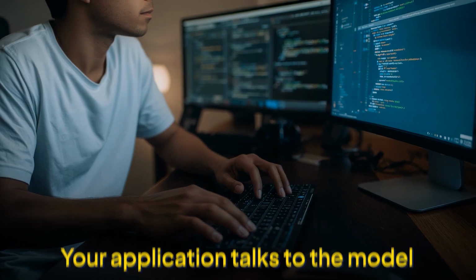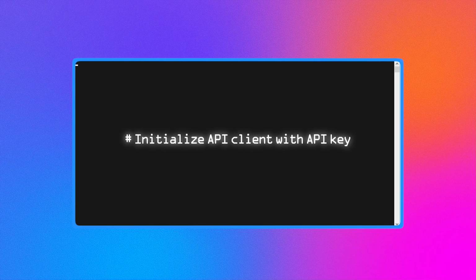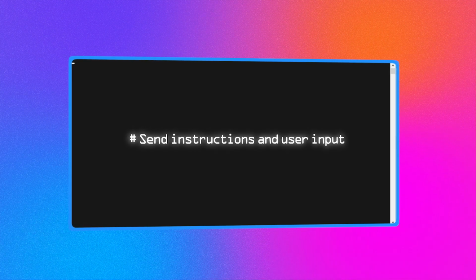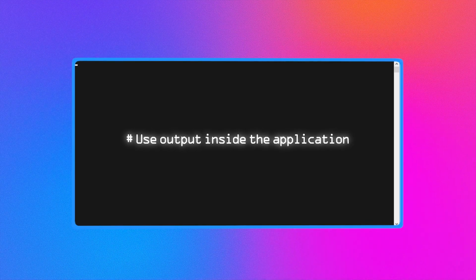This is the moment your application actually talks to the model. You start by initializing the client using your API key. Next, you choose the model you want to work with. Then you send instructions and user input together as a single request. The model processes the request and sends a response back. All your app needs to do is read that output and use it wherever it's needed.